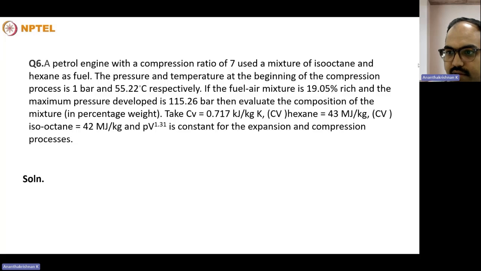CV is given as 0.717. The calorific value of hexane is 43 megajoule per kg, and the calorific value of isooctane is 42 megajoule per kg. And gamma is 1.31; PV raised to 1.31 is constant for the expansion and compression processes.